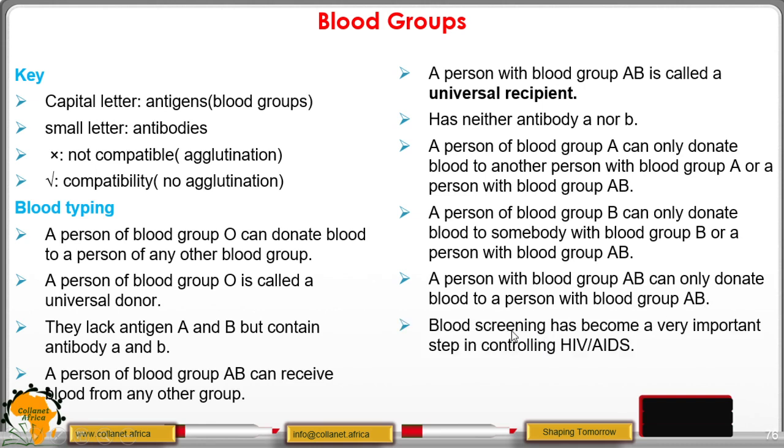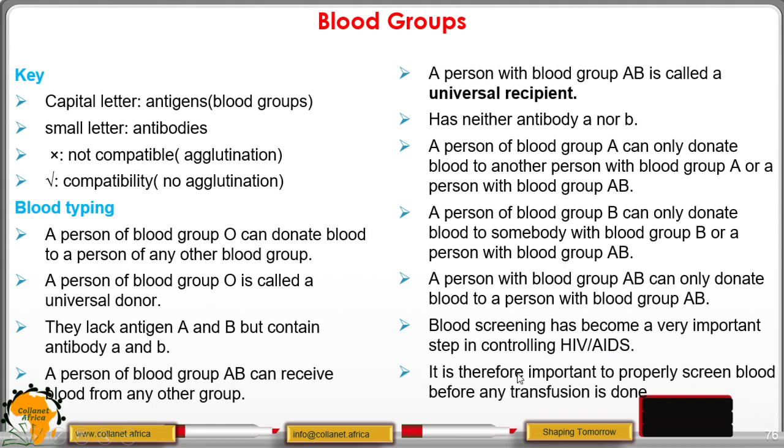So remember, blood screening has always been a very important step in controlling HIV. Blood screening means blood is examined in hospitals to ensure there are no dangerous diseases like the HIV virus and even some STIs like syphilis. Even hepatitis B is very serious. These are diseases transmitted in blood. It is therefore important to properly screen blood before transfusion is done.